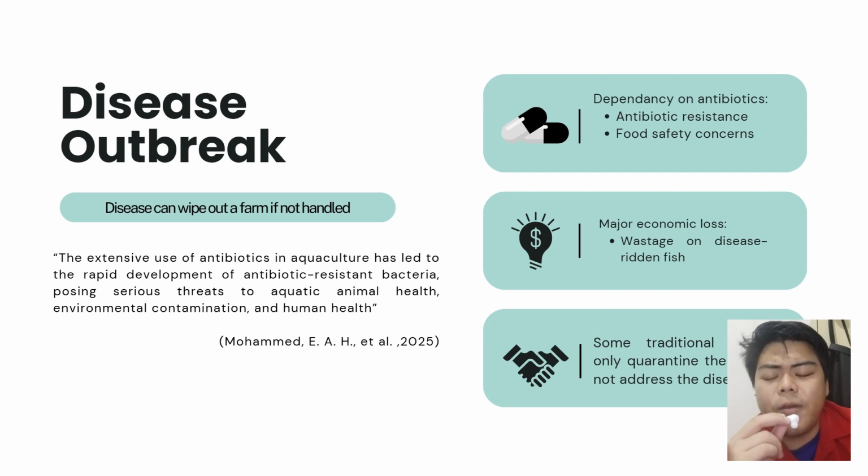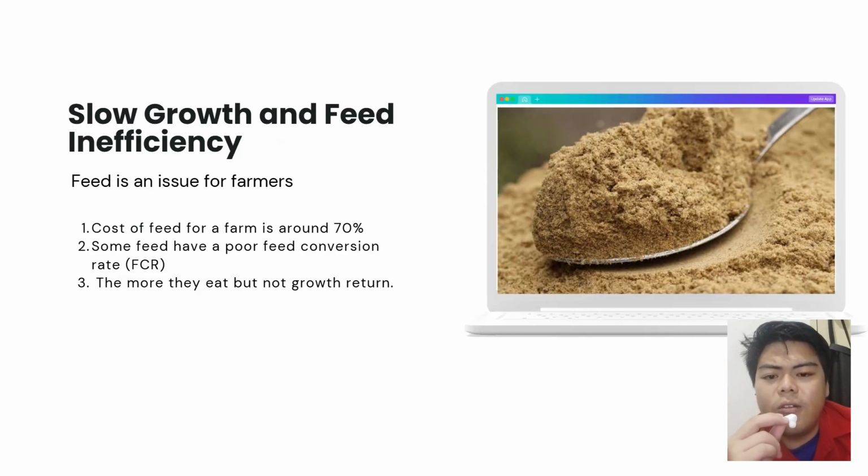Another issue we are going to discuss is the slow growth rate and the inefficient use of feed. We know that feed is about 70% of the cost of aquaculture in a farm, so it is very expensive. If we have feed with a poor FCR, the fish are definitely going to eat more but have a slower growth rate. This is not good for our business.